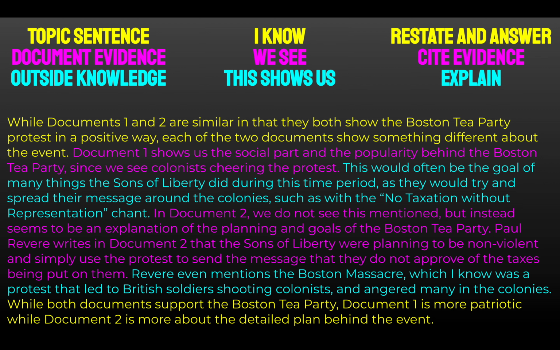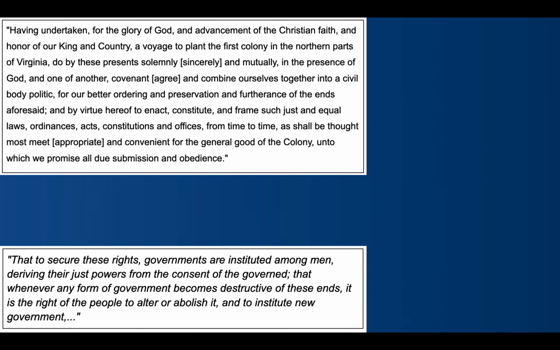I'm still using yellow as my claim, pink as what do you see in the documents, and blue, it shows us. I'm still answering the question with yellow, citing evidence with pink, and explaining with the blue. One more type of question we need to go through. That would be turning point.